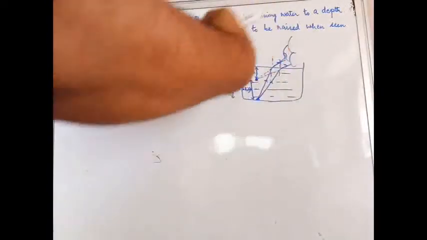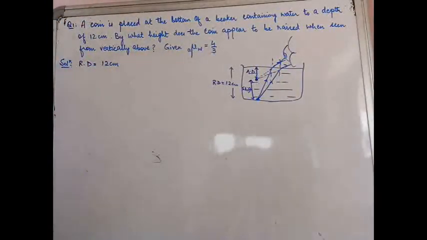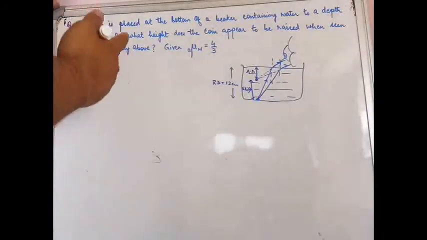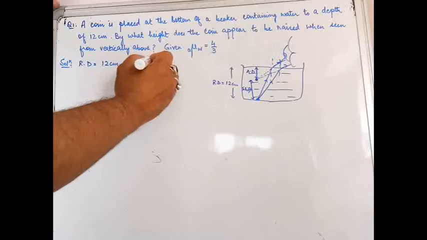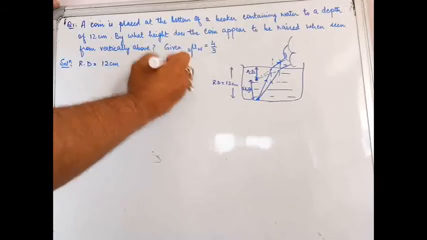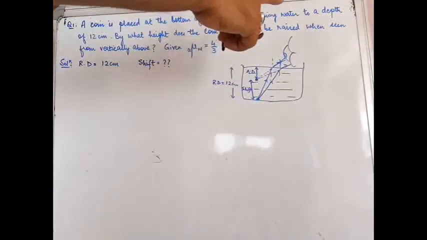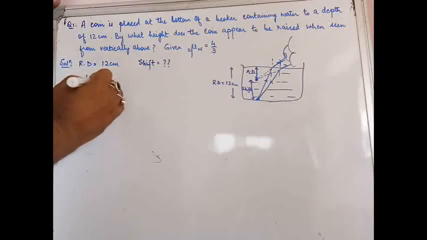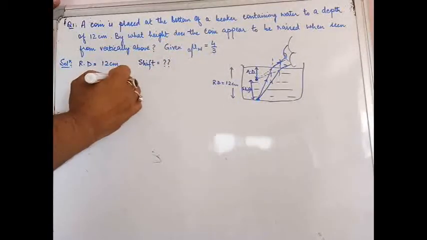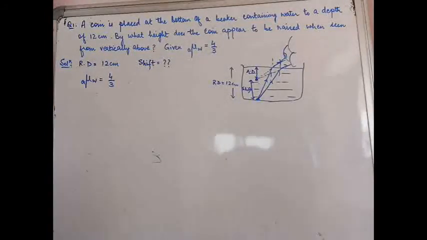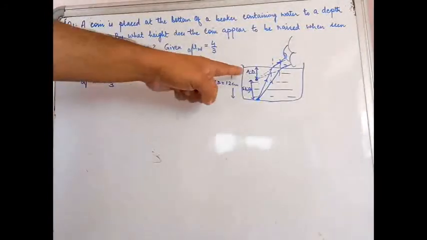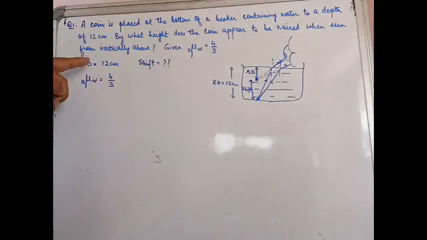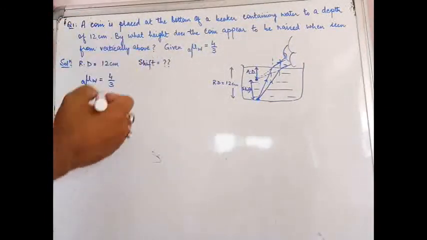Although this diagram was not really required because we have this diagram in our mind, it is always going to be easier for you to solve if you can analyze the diagram or draw a rough diagram. So what are they asking? They are asking you the shift. So we will keep shift unknown for the time being when seen from vertically above. They have given the value of refractive index of water with respect to air, that is 4/3. As you can see, they have not really given you the apparent depth. They have given you two things, real depth and the refractive index, and they are asking you for the shift.